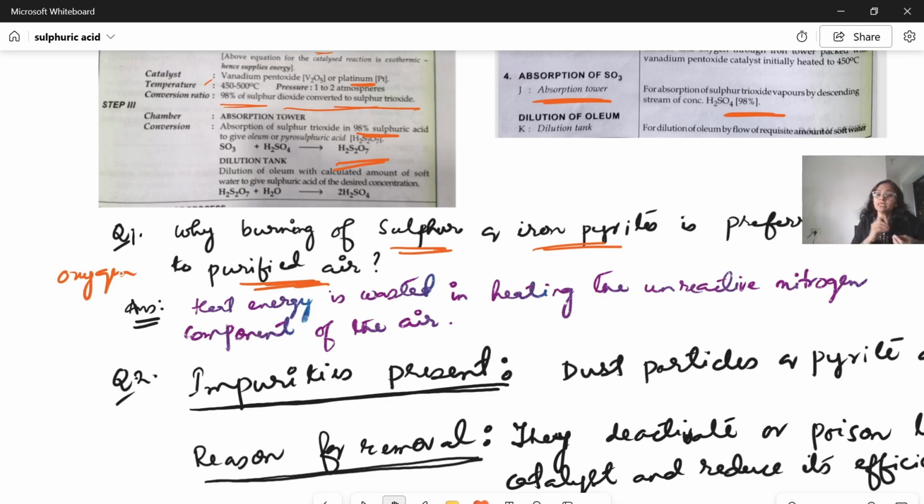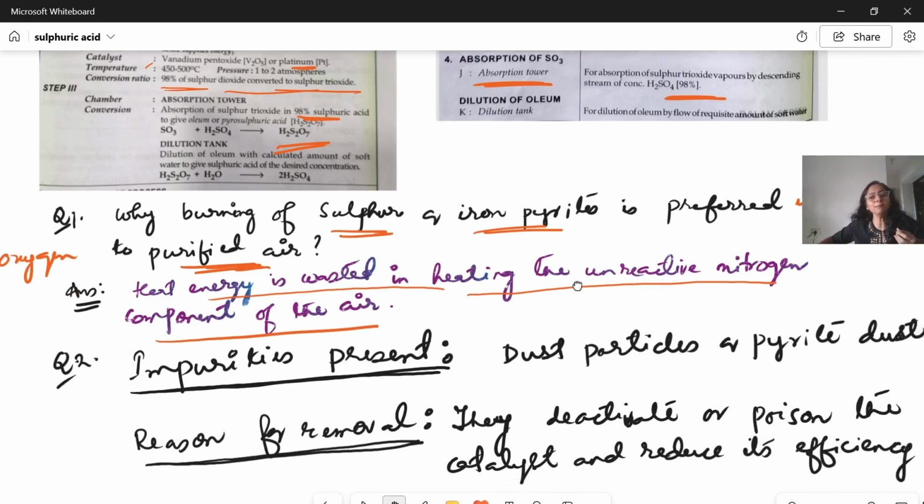Why? Because in air nitrogen is also present, and nitrogen has got nothing to do in this reaction. So why waste our heat energy? So our answer will be that heat energy is wasted in heating the unreactive nitrogen component of the air. So we don't use purified air. We use oxygen to burn sulfur or iron pyrite, and this we should remember.